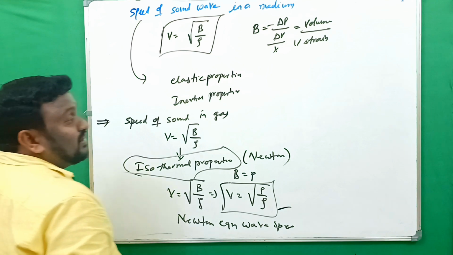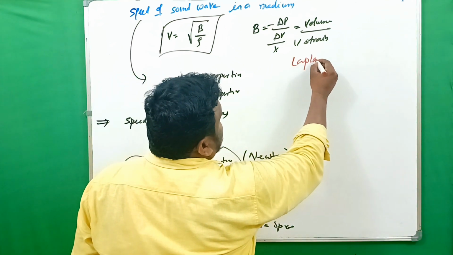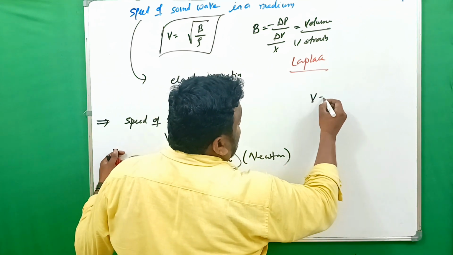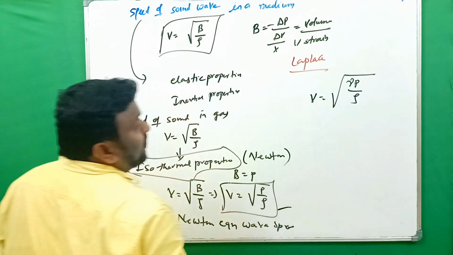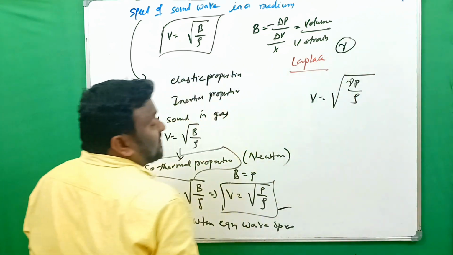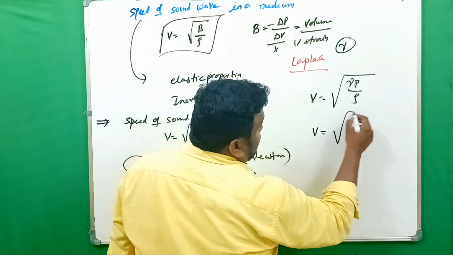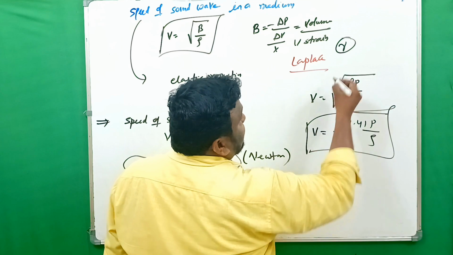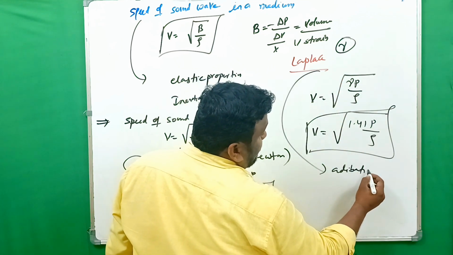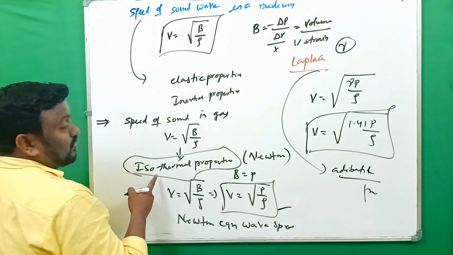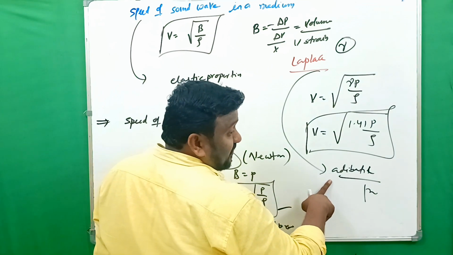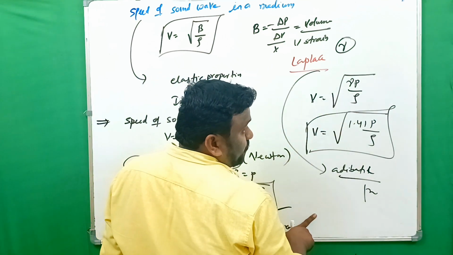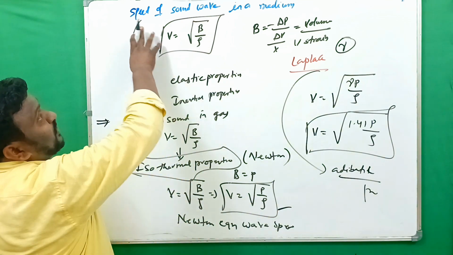After so many years, that equation was modified by Laplace. He gave an explanation that the same equation can be modified like this: v is equal to the square root of gamma P by rho. Gamma is the ratio of specific heats, and its value is 1.41. Laplace considered the adiabatic process condition, adiabatic properties. So Newton considered isothermal properties of the medium, and Laplace considered adiabatic properties, and based on that he calculated v is equal to the square root of gamma P by rho. This is the matter about the speed of a sound wave in a medium.